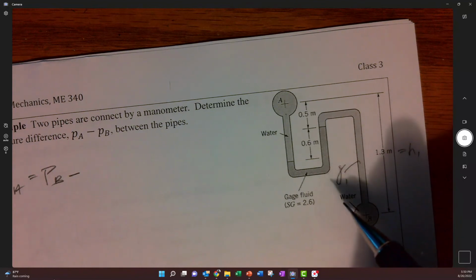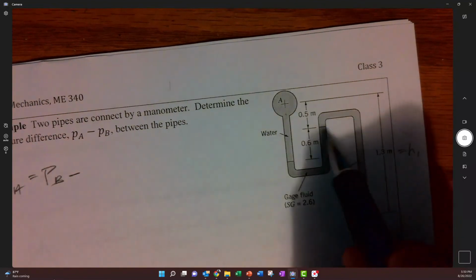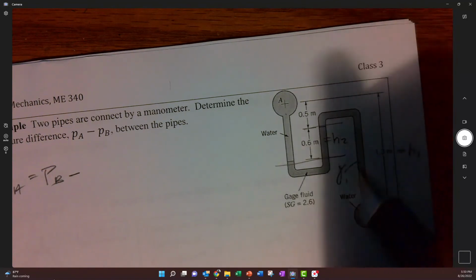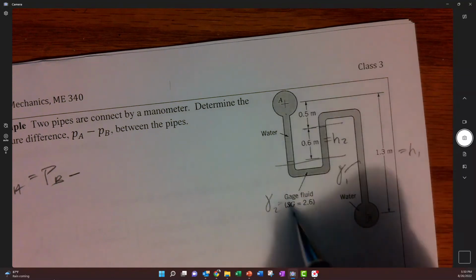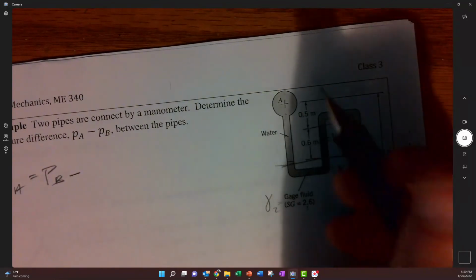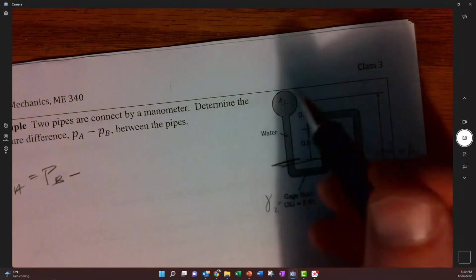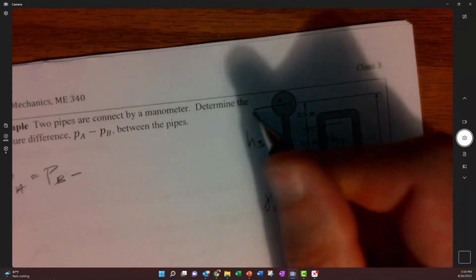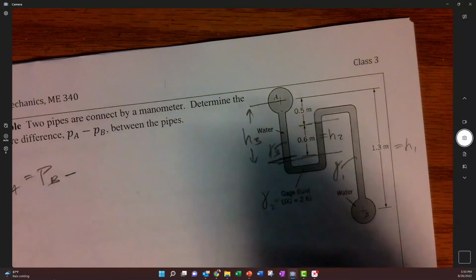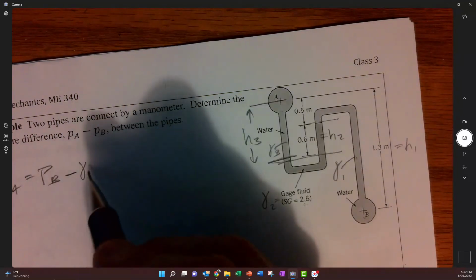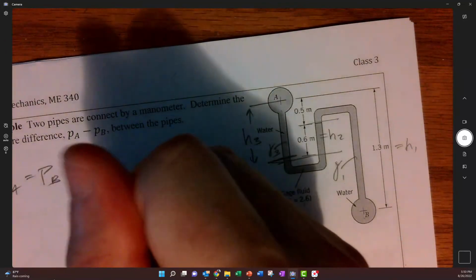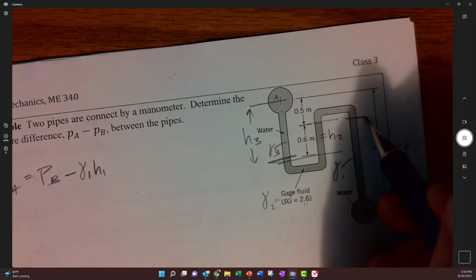Call that H1, and this difference right here is going to be equal to H2, and whatever this liquid is, it's got a specific gravity of 2.6, and then the rest, and then this is water right here, right? So from here to here is going to be H3, and even though it's the same as this, we'll also call this gamma 3, just to keep track of stuff. So we're swimming upwards as negative gamma 1 H1, and we're going to get up to this spot right here.